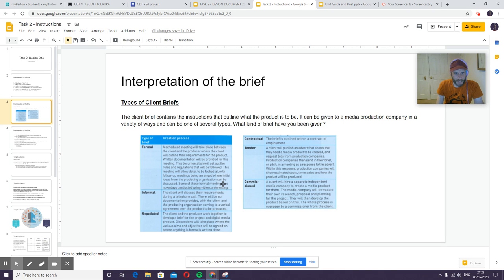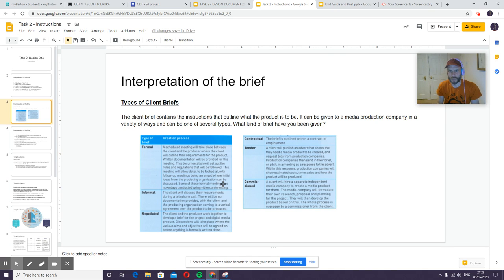It can be negotiated, so the client and the producer work together to develop a brief for the project. Discussions take place where the various aims and objectives are hashed out between the client and the designer. Contractual, pretty self-explanatory. There is a contract of employment involved.